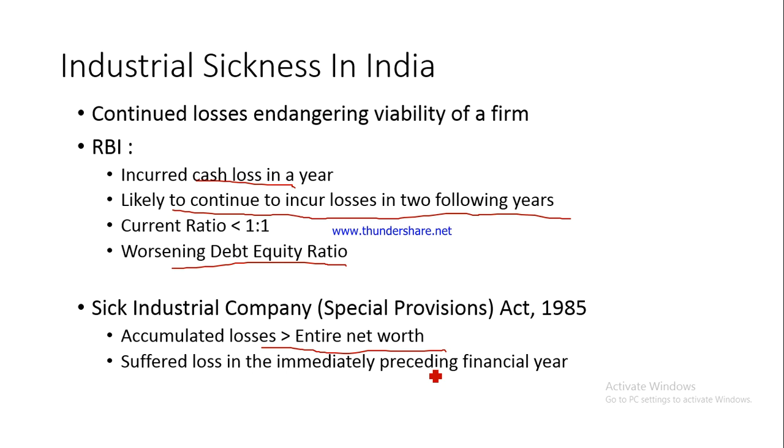The losses are even more than that, which means that even if the company tries to sell all its assets, even then it would not be able to cover up for all its losses, then the company can be called to be sick. Suffered loss in the immediately preceding financial year, in the last year. Immediately preceding means the last year. So if the company has also suffered loss in the immediately preceding financial year, then it would be considered to be a sick firm, sick enterprise.